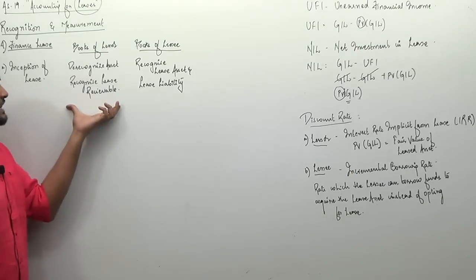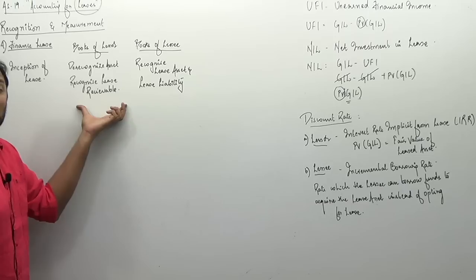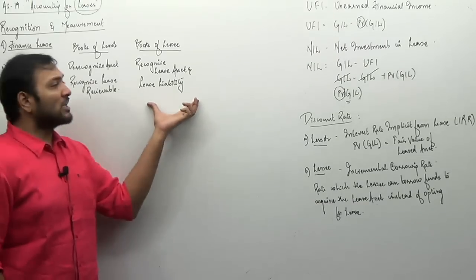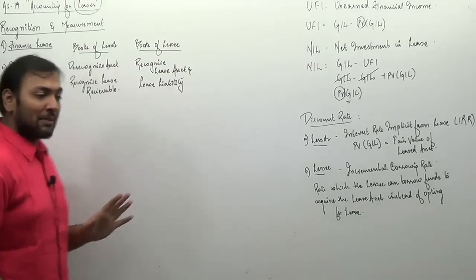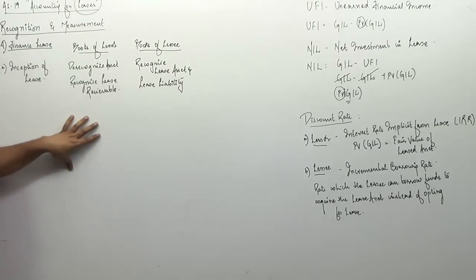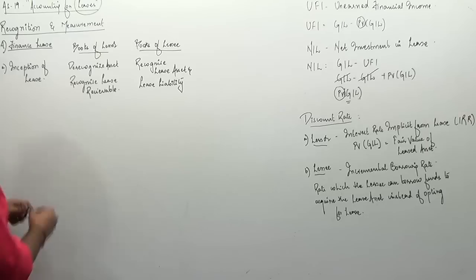So what is the entry in the books of lessor? Lease receivable account debit to asset. What is the entry in the books of lessee? Leased asset account debit to lease liability. This is recognition. Then what is the measurement?